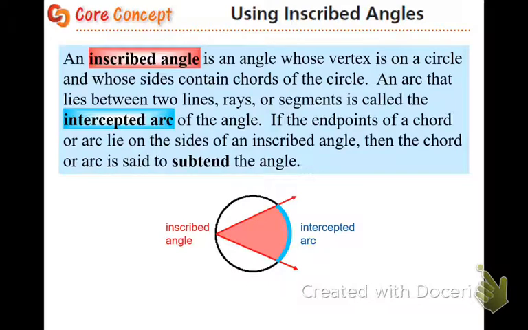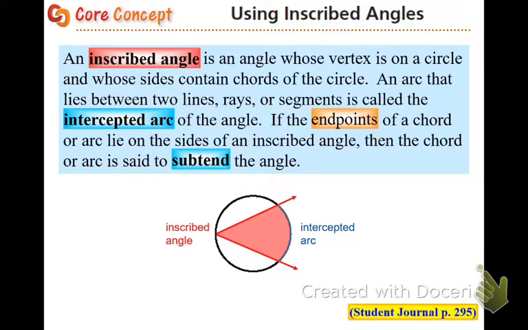If the endpoints of a chord or an arc lie on the sides of an inscribed angle, then the chord or arc is said to subtend the angle. The main important thing is that for inscribed angles, the vertex is on the circle. It could be to the left like it is now. The vertex could be down here, could be to the right, could be up. Just that the vertex is on the circle in general.